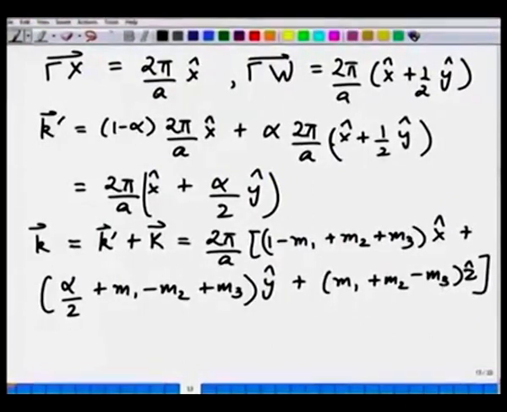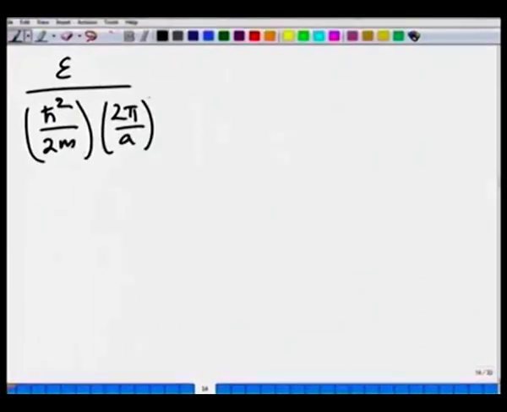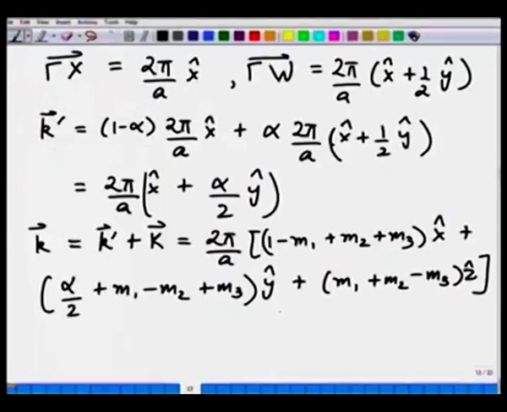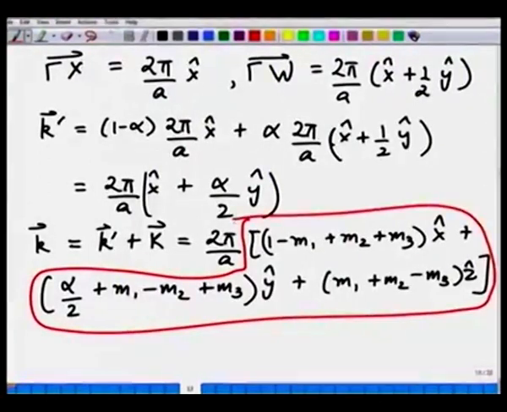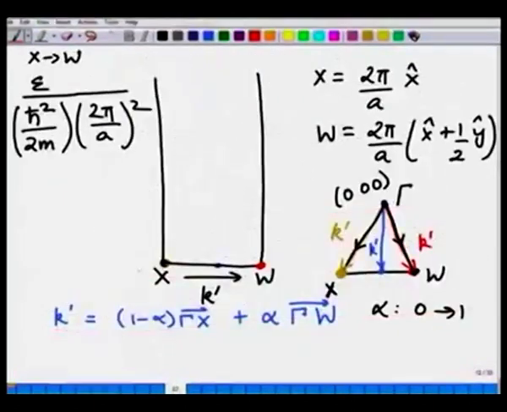So, now I can calculate for different values of m1, m2, m3, the same way, this energy versus h squared by 2m (2π by a) whole squared, as essentially equal to the dot product of just this term within the brackets. Whatever this term in the brackets is, I can take the square of it. So, this term in the bracket dot this term in the bracket, I can do that part, and for different values of m1, m2 and m3, I can now again plot this energy versus this curve. So, let us do that again.